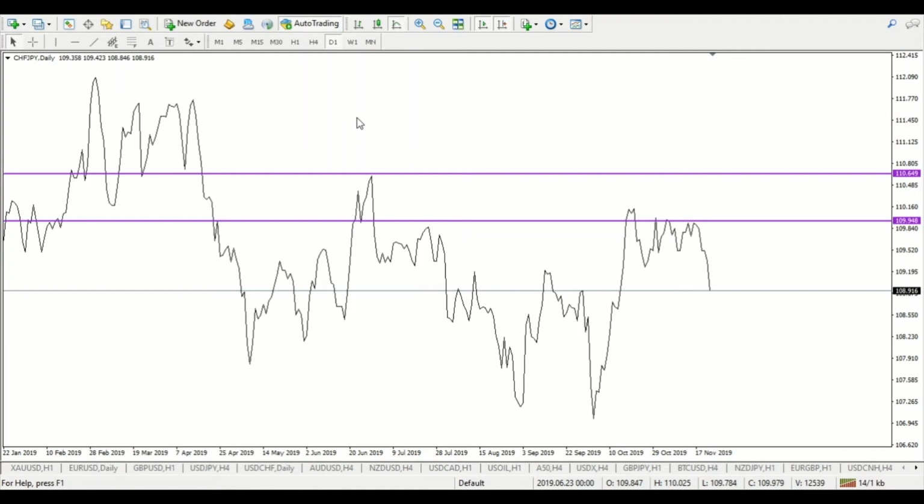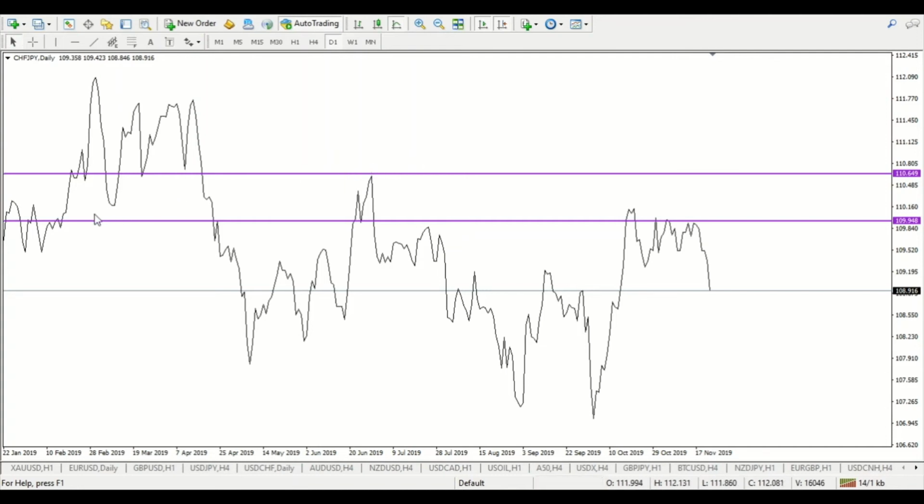One thing you need to know about resistance and support is that a support can turn into a resistance, and vice versa, a resistance can turn into a support after the price action successfully breaks out from that level. For example, over here it may seem like a support level, but after a breakout over here, we can use the support level as a resistance level for the future price action.